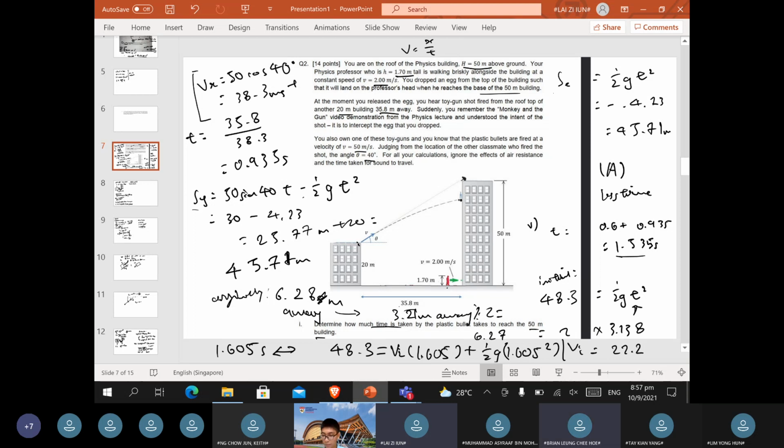Can I just ask how you get 4.23? Because when I type into my calculator, I didn't get 4.23. I got 4 point something, like 4.56. Oh, it's not 4.23, sorry, it's 4.28. Yeah, so it's minus half times 9.81 times 35.8 over 38.3, is it? Yes, squared. Remember the square. Remember it's half a t squared. Oh, right. Okay, thank you. Okay, nice. So is everyone okay with part 1 and part 2 thus far?